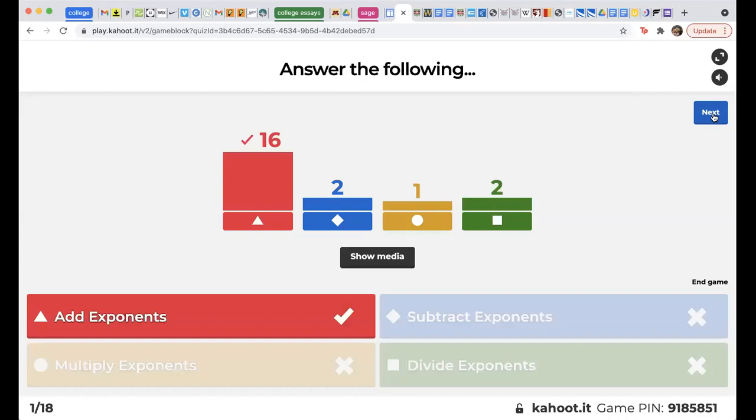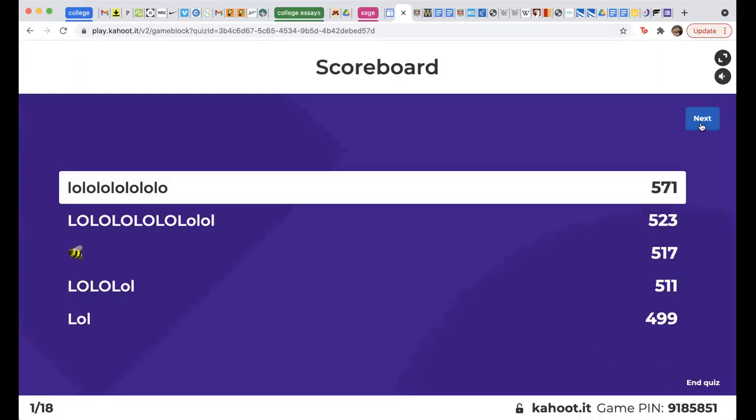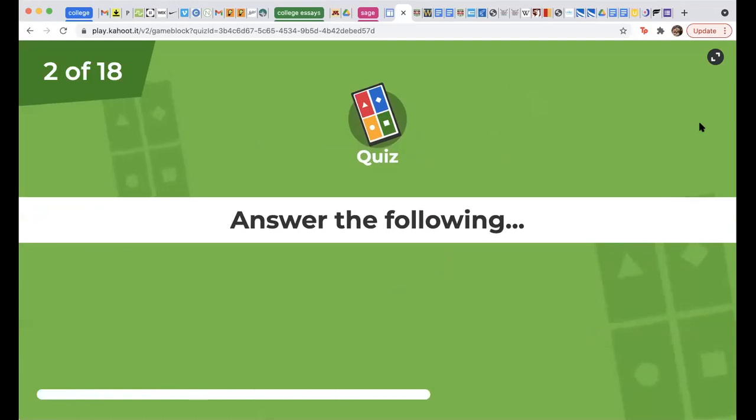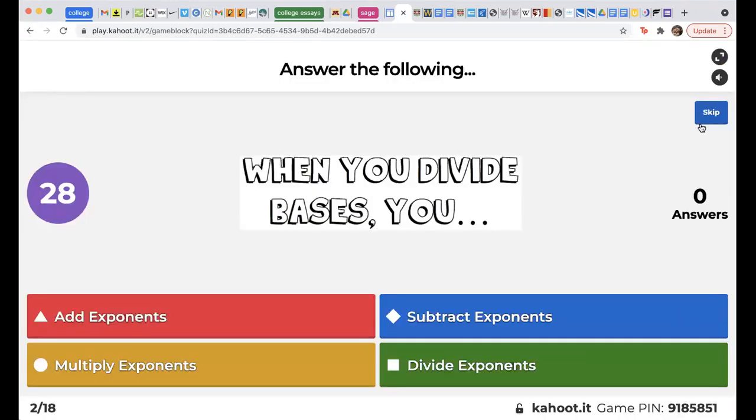Yes, good job, guys. Hey, look, LOL's in first. What? Who would have thought? Wait, what's the question? Is all the LOLs lagging it? No, it says when you divide bases. Can you guys see the picture? No, I can't see the questions either. It's just on the leaderboard. Really? Okay, hold on.